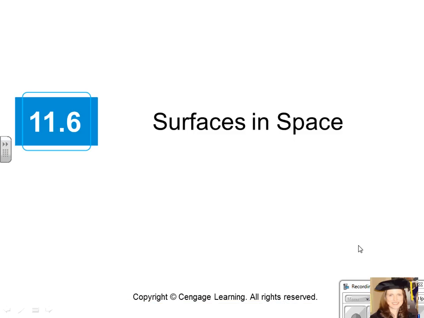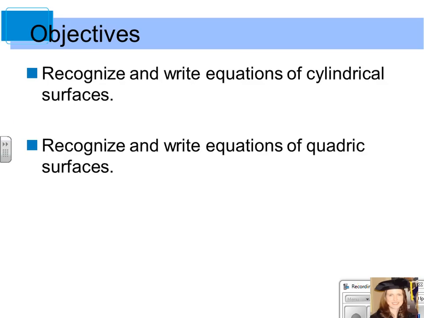Chapter 11, Section 6 is on surfaces in space. So far in this chapter, we've looked at two surfaces, one being the sphere and the other being a plane in space. This section is going to look at more surfaces. The objectives are to recognize and write equations of cylindrical surfaces and recognize and write equations of quadric surfaces.